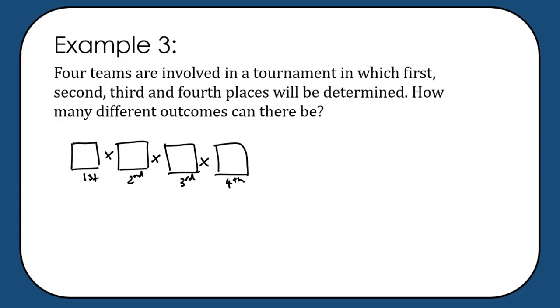So how many possibilities are there for someone to come first? There are 4 teams in the tournament. Any one of those 4 teams theoretically could come first. Then how many teams could come second? Given that someone's already come first, there's now only 3 teams left that could come second. And we continue that down the line. There's 2 teams remaining that could come third, and therefore the 4th position is filled once the 3rd position is filled. And so 4 times 3 times 2 times 1 is 24 different ways that the 4 teams could finish in the tournament.